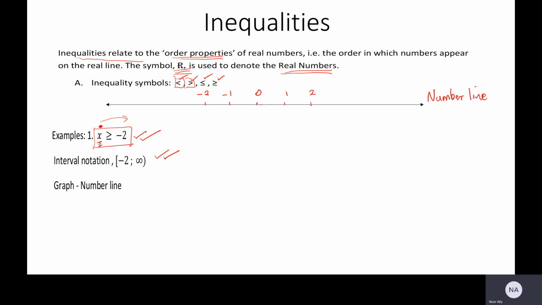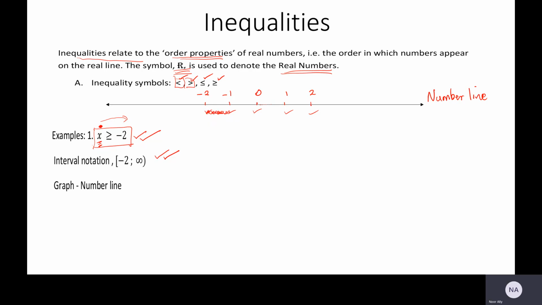So in this notation, we know that for X greater than or equal to minus 2, we're going to take all numbers greater than or equal to minus 2. So we'll go on the number line. There's our minus 2. Numbers greater than minus 2: minus 1, 0, 1, 2. But of course, all the values, the fractions, the decimals, which are bigger than minus 2, and it includes minus 2.